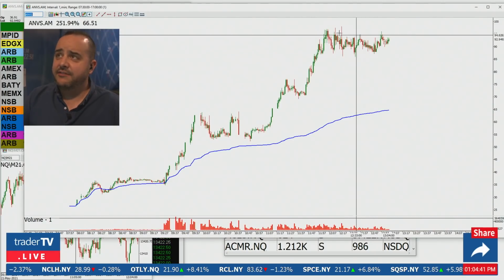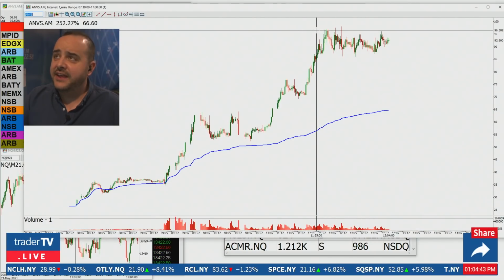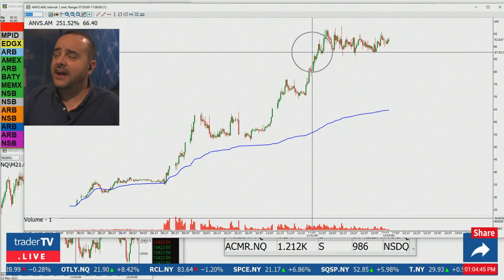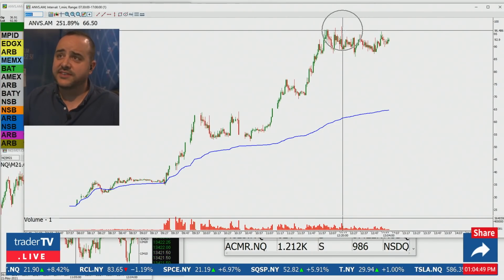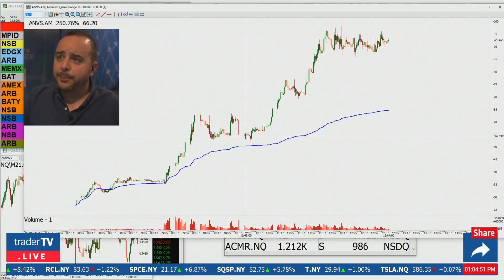We can even zoom in a little bit more. 96.50 as the high, 87 as the low. So this is going to be your support area, and then this is going to be your resistance area on the top side. Take a look back here.